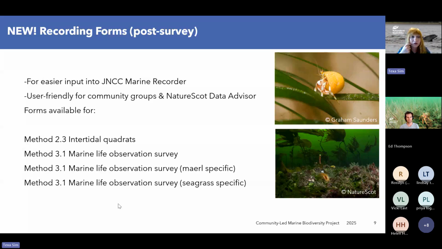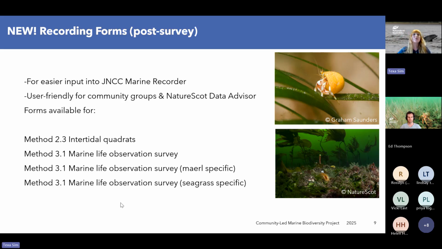So far we have a new recording sheet for the quadrat methods, for the marine life observation survey, one that's specifically for marl and one that's specifically for seagrass. So we will go into those in a little bit because it's really worth showcasing these, because they're going to hopefully improve things quite a lot.